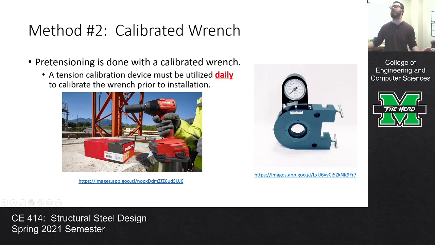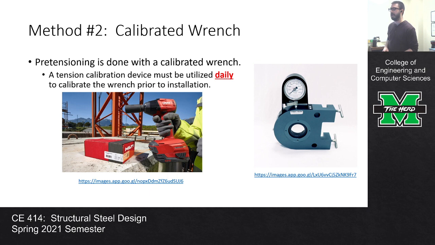So what about method number two? Method number two is to use just a calibrated wrench. So the idea is that I could use a calibrated wrench to achieve that pretension, but the wrench just has to be calibrated. A common device is an impact wrench. But what you have to do with a calibrated wrench is calibrate that device daily on the site. Typically, if you're ever on a steel fabrication site where they're installing bolted connections this way, you'll see one of these things over here on the right. This is a tension calibration device. One of the very common brands is a Skidmore-Wilhelm.